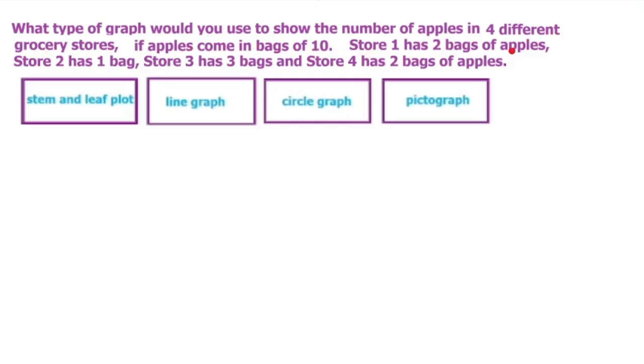Store 1 has 2 bags of apples. Store 2 has 1 bag. Store 3 has 3 bags. And Store 4 has 2 bags of apples. So would it be better to use a stem and leaf plot, a line graph, a circle graph, or a pictograph?